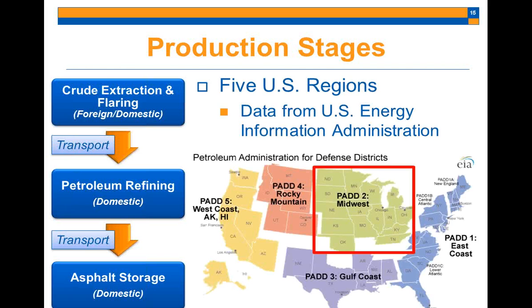So in the 1940s, the U.S. divided up the country into 5 different Petroleum Administration for Defense Districts, or PADs, and they're still being used right now. And this is how the U.S. Energy Information Administration categorizes their data. So you can see here the first PAD is the East Coast, the second is the Midwest, where we're located. The third is the Gulf Coast, the fourth is the Rocky Mountains, and the fifth is the West Coast. So these are the different regions that we'll be modeling.